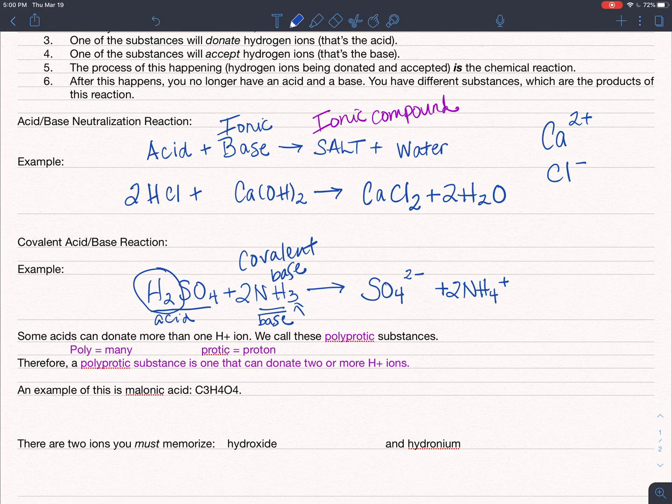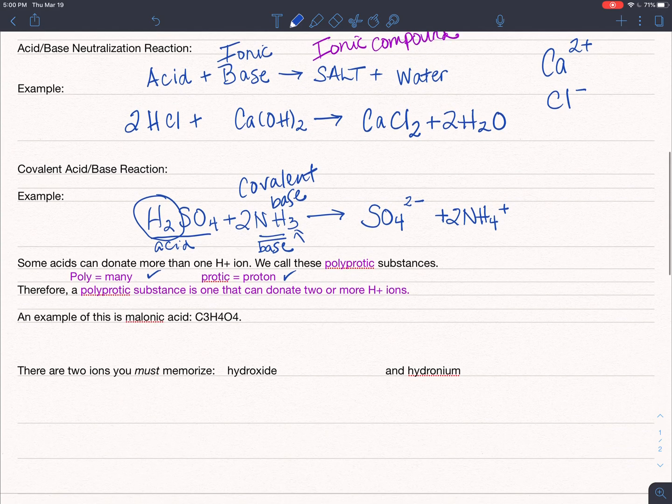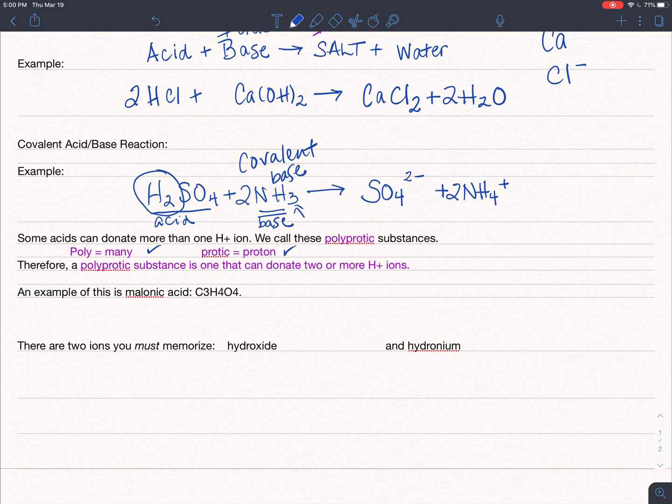Now let's talk for just a minute about the fact that we have some substances like sulfuric acid, which can donate more than one H plus ion. We call these polyprotic substances. Poly means many, protic means proton, so they can donate more than one H plus ion, okay? And that is what you just saw happened in that reaction up above.